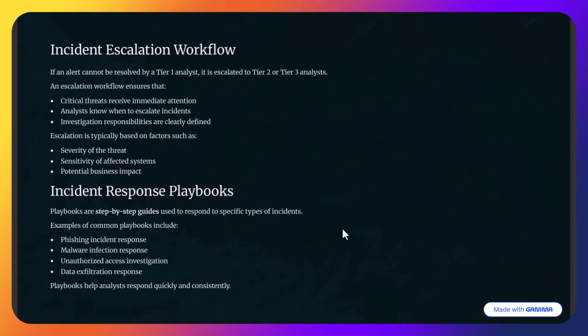Incident response playbook. Playbooks are step by step guides used to respond to specific types of incidents. Examples include phishing incident response, malware infection response, unauthorized access investigation, data exfiltration response. Playbooks help analysts respond quickly and consistently.